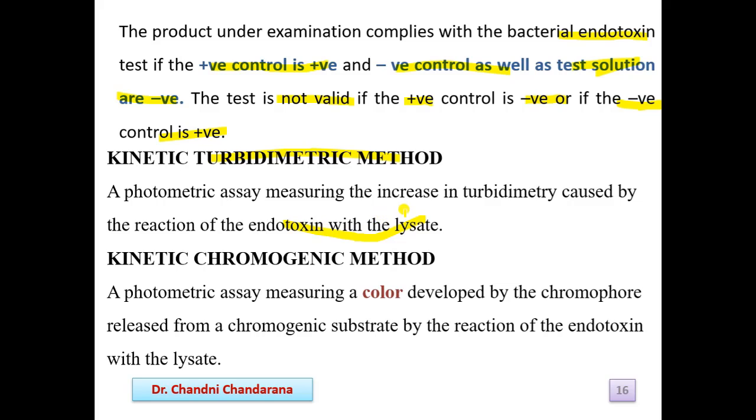That's why we can get a turbidity. Now in the kinetic chromogenic method, we have to add a substance which can produce a color, because it is a chromogenic material. So it is a photometric assay measuring a color developed by the chromophore released from a chromogenic substance by the reaction of endotoxin as well as lysate. So from turbidity as well as the production of color, we can find whether there is the presence of endotoxin or not.